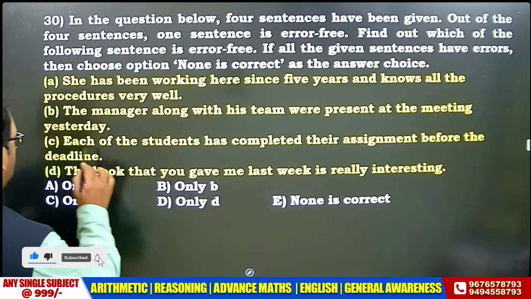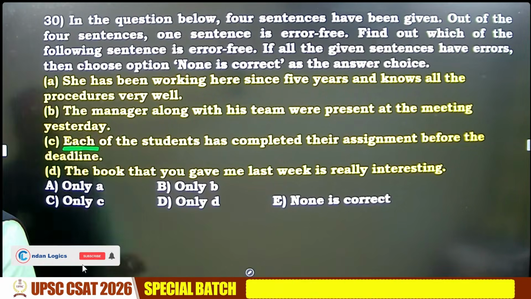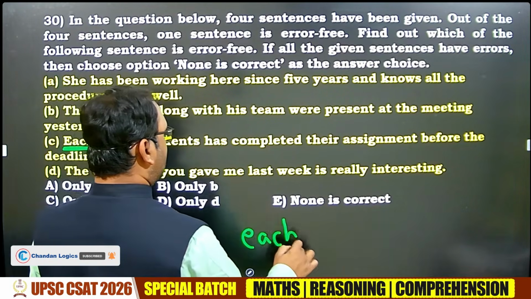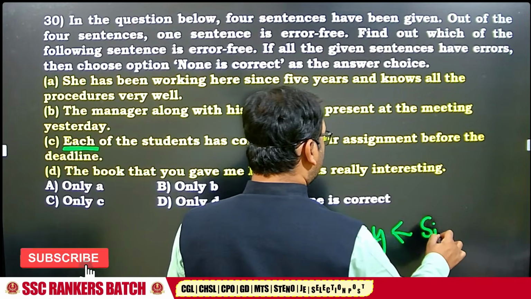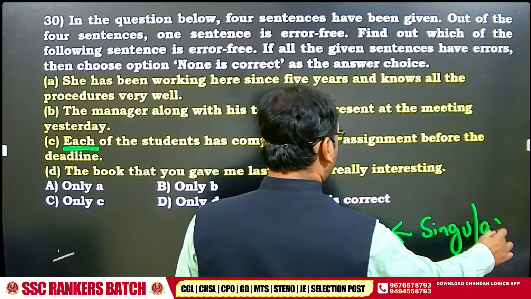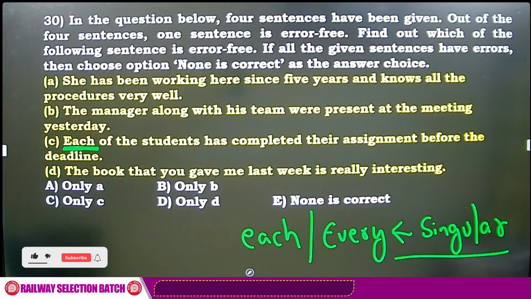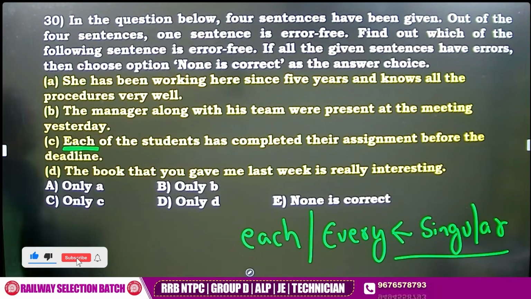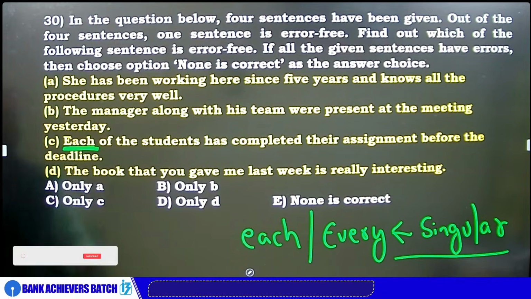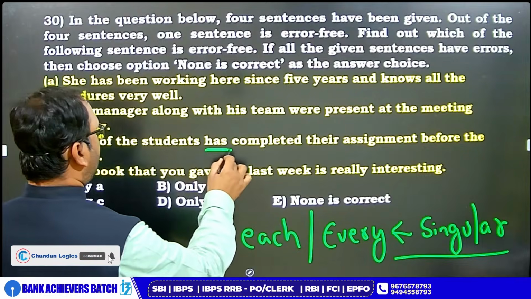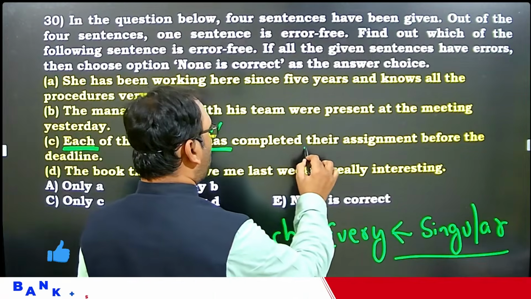Okay, listen carefully. Each. Guys, each is always singular. The way every is singular, each is also singular. So when the subject each is singular, has is perfect. There is no problem here. But if each is singular, has is singular, why they?